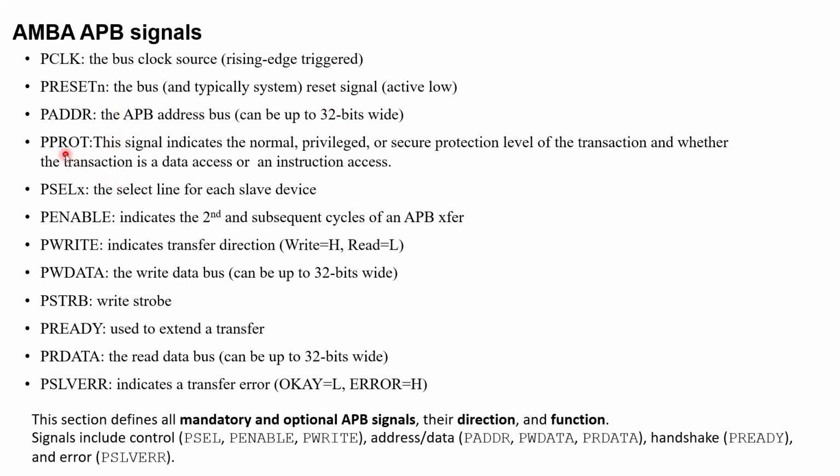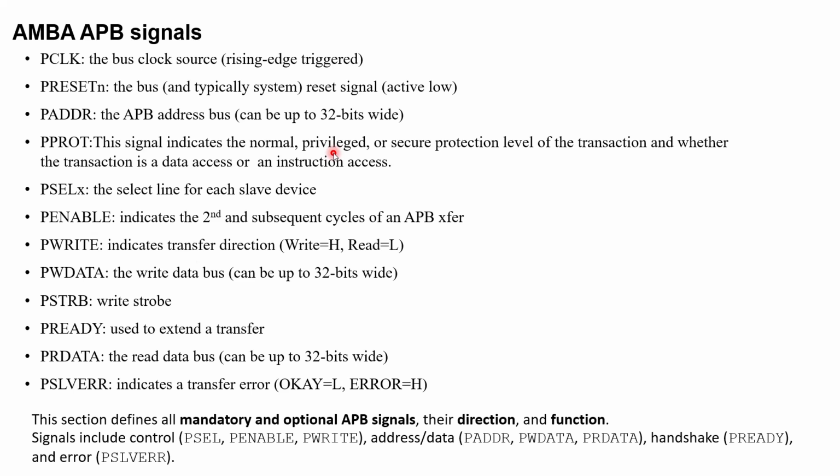And PPROT. PPROT is the protection signal. It operates in secure level, normal operation, and privileged operation, so it is 3 bits, 2 down to 0. PPROT of 2 indicates normal operation, PPROT of 1 indicates privileged operation, and PPROT of 0 means a non-privileged access. So I will explain privileged, non-privileged, and normal access.